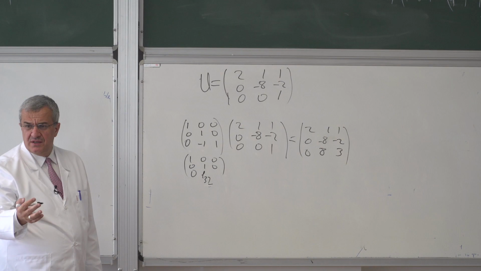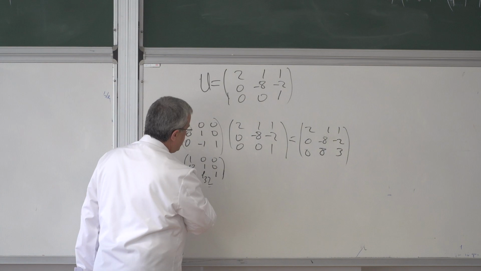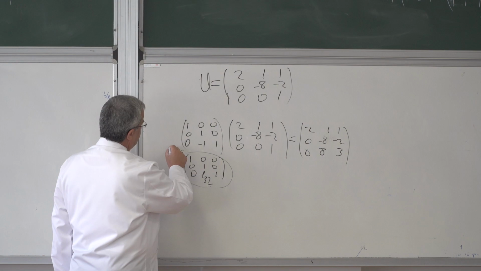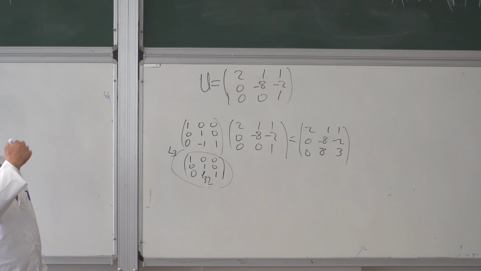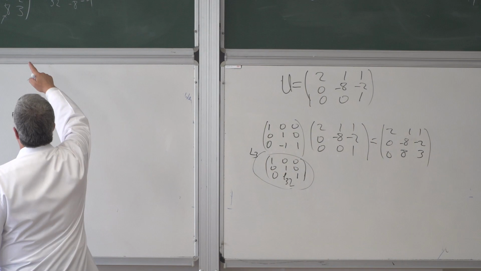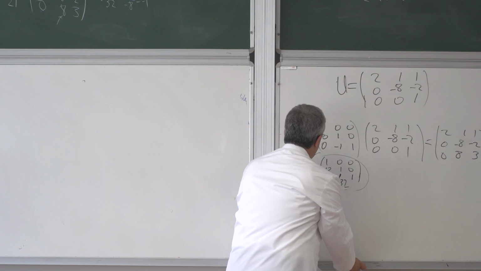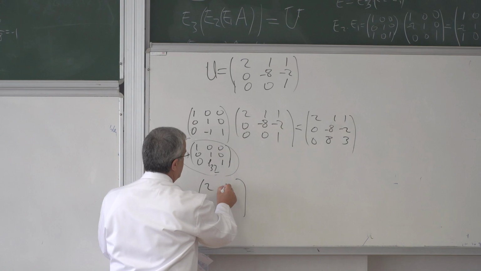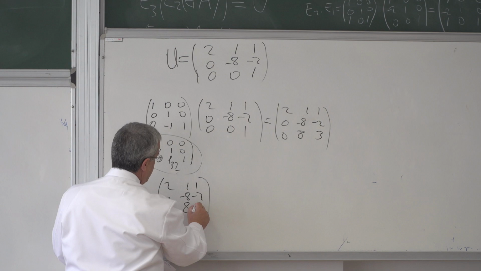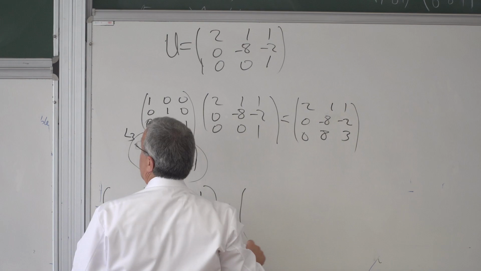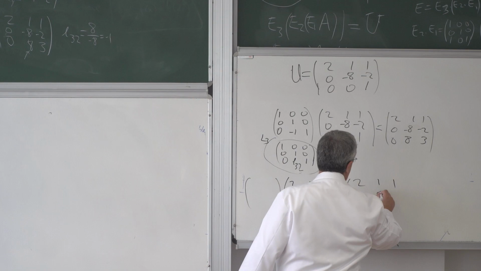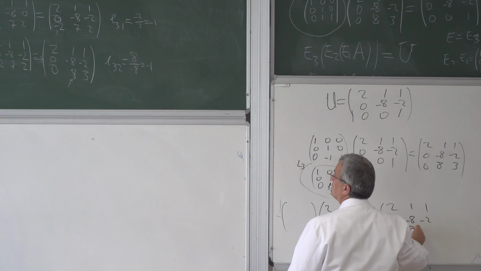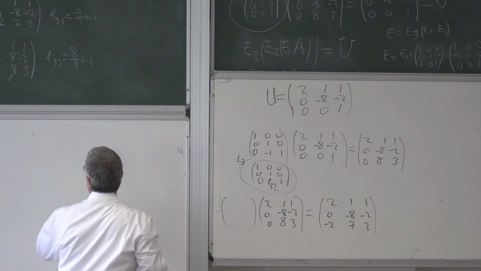And when you are going backwards, okay, this is what it is. So I will call this L3, okay? So, I want to now go even one step further back. So what should I do? So how did I obtain this one, right? I multiply with that one, okay? I will say now, what can I multiply this, 0, minus 8, minus 2, 0, 8, 3, with something from here, okay? So that the result is that one, 2, 1, 1, 0, minus 8, minus 2, minus 2, 7, 2.